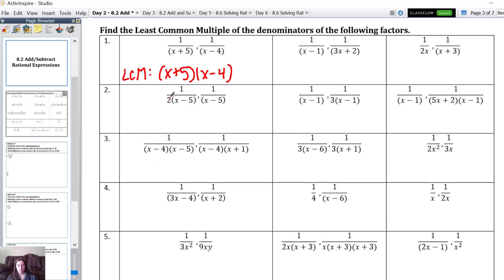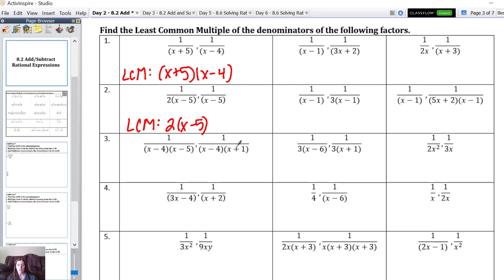In this second one, my denominators are 2 times x minus 5 and x minus 5. Both of the terms have an x minus 5. The one on the left has a 2, but the one on the right doesn't. So I'm going to keep that 2 with it in my LCM, which is going to be 2 times x minus 5.